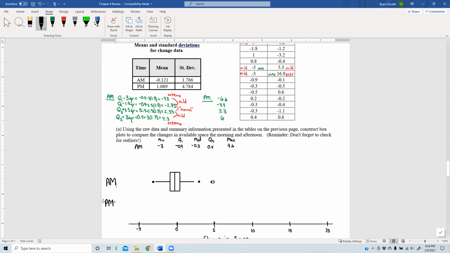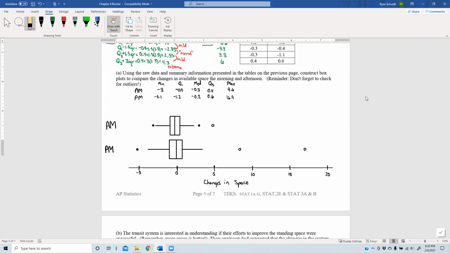Now I need to do the same thing, except do it for PM. So since y'all have seen the process for AM, I'm going to pause the recording and draw it. I want you to pause the video and draw it because it's just going to appear. Okay, so there's our complete box plot. We've got AM in there, we've got PM in there. We've shown outliers on there.